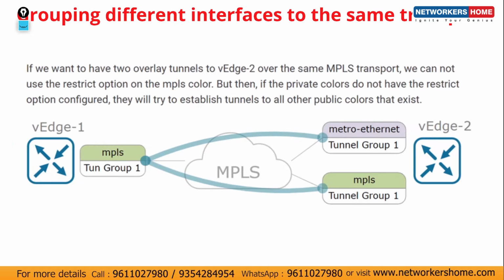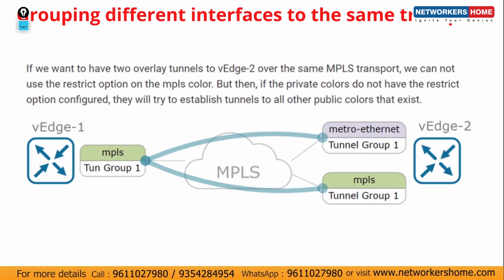So this is one of the examples here. I'm using tunnel group 1 here. With tunnel group 1, you see that on three sides I have one side MPLS, two side MPLS, one side metro Ethernet, but I want them to talk to each other. In that case, what I'll do is put them into the same color.